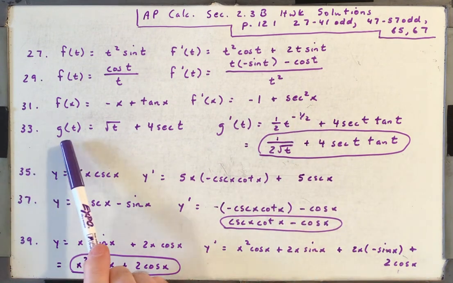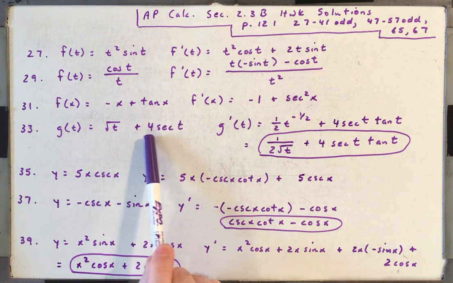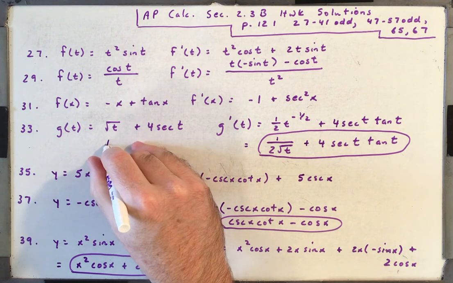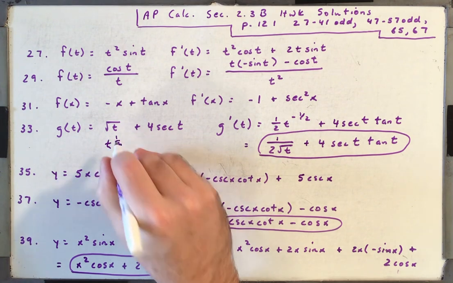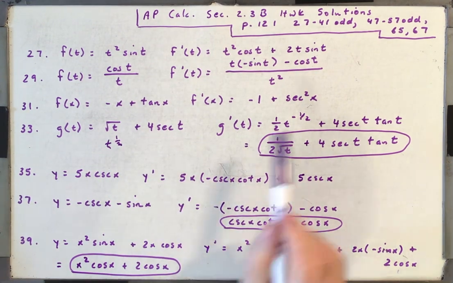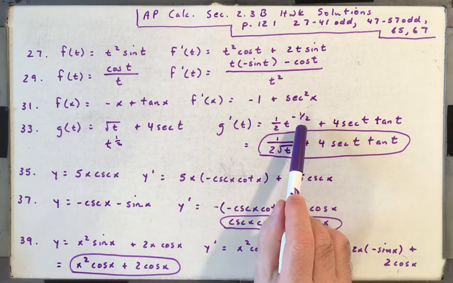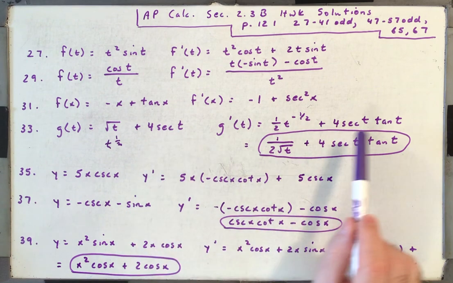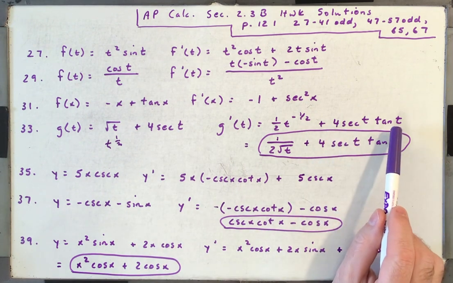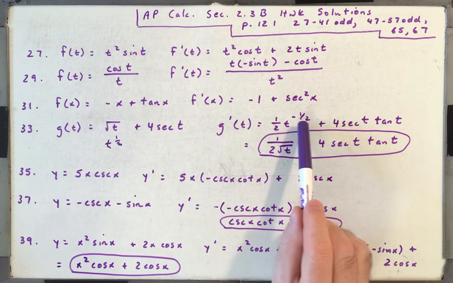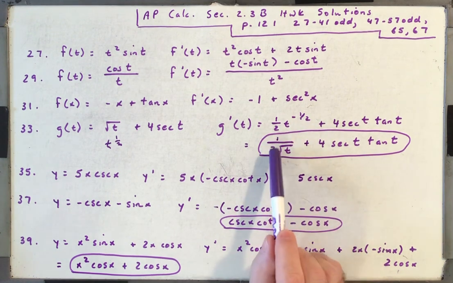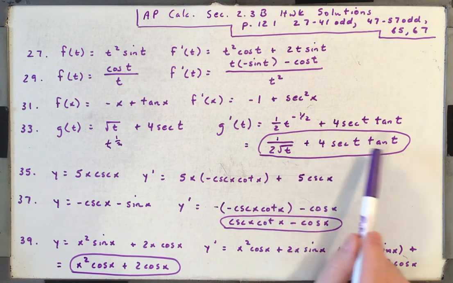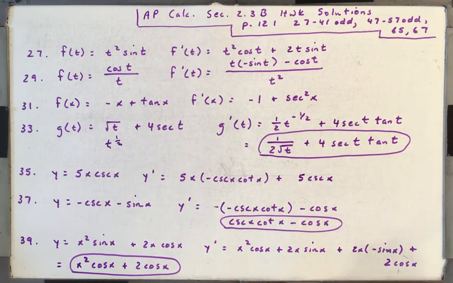All right, 33, g of t is root t plus 4 secant t. We could rewrite that as t to the 1/2. And then the derivative is 1/2 t to the minus 1/2. We're going to clean that up in a minute. And the derivative of secant is secant times tangent. So 4 times secant times tangent. Cleaning this up and making the exponent positive, I'd have 1 over 2 times the square root of t plus 4 secant t tangent t.